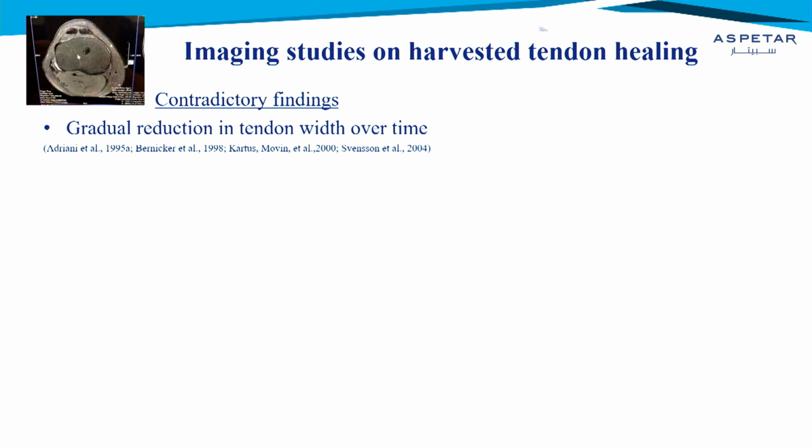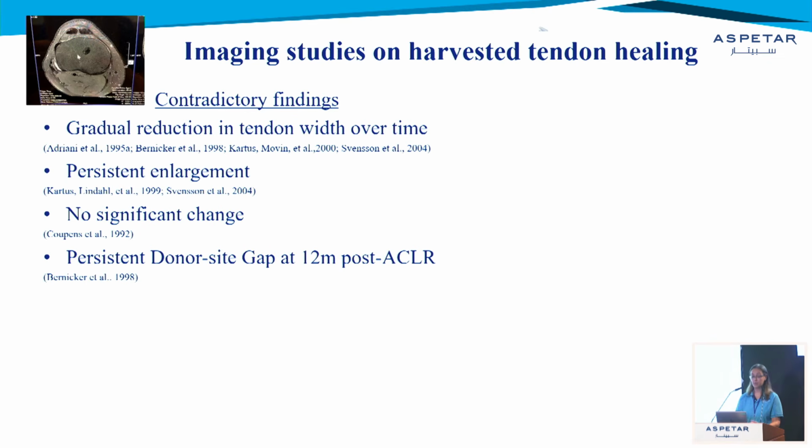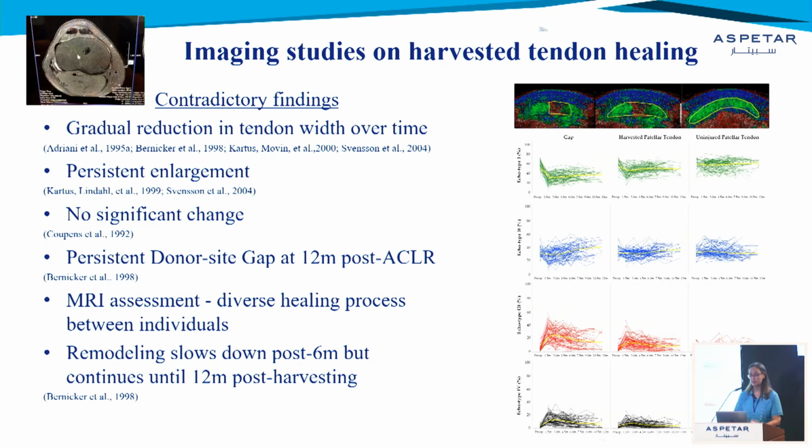So imaging studies about the healing of the harvested tendon are quite contradictory. Some studies with MRI and ultrasound mention gradual reduction in tendon width over time, while others mention persistent enlargement, or even no significant change in only one study, and quite an old one. And there is a persistence of the donor site gap up to 12 months. But MRI assessments mention that the healing process is very different between individuals, and that the remodeling starts to slow down after 6 months, but continues until 12 months.